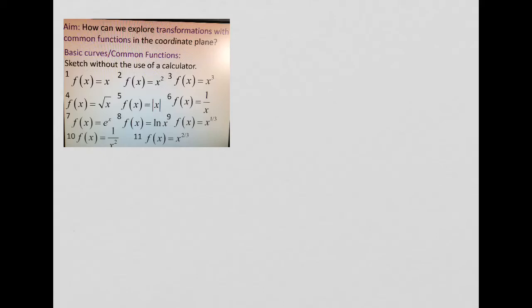Okay, so today we're going to go over transformations with common functions. Sometimes common functions are also called basic curves. And in order to do so, that means we need to go over our basic curves or our common functions. This is not the only basic curves or common functions that you need to know. I'm going to add a little bit more to this list.